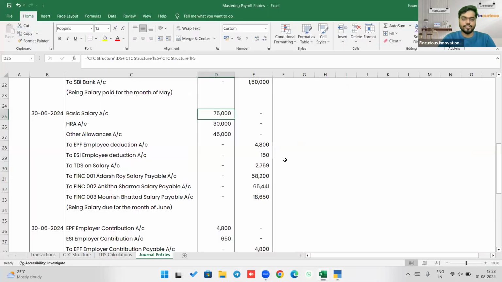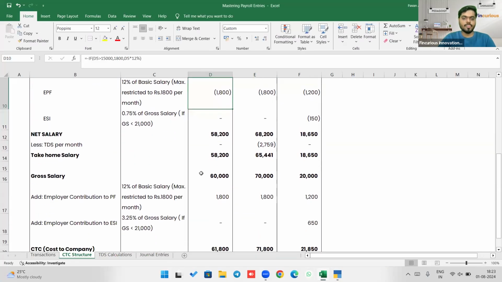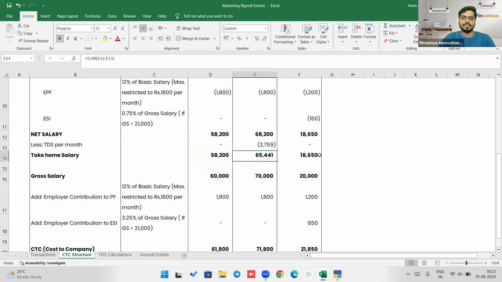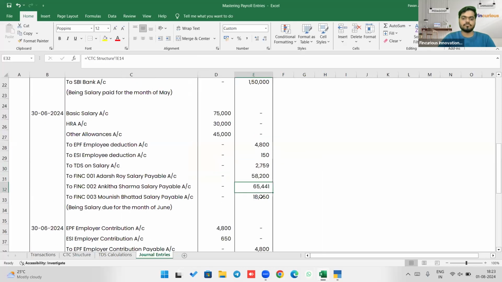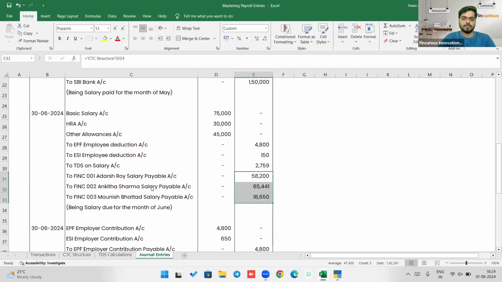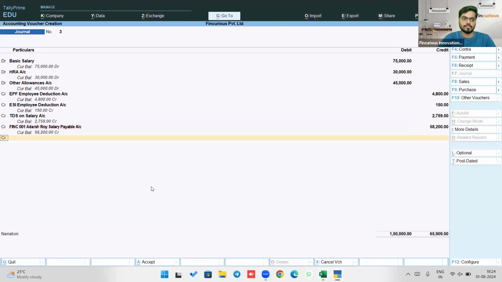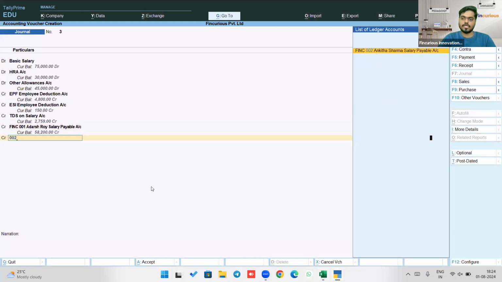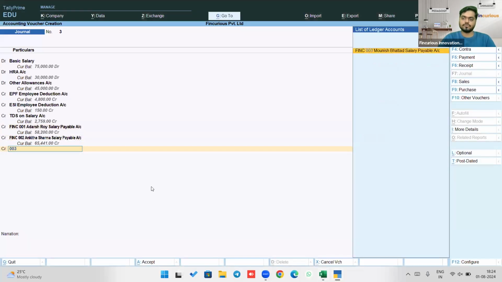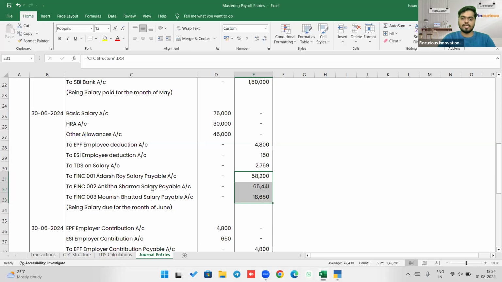So the balance amount we need to pay, right? How much? 58,200. If you come to the sheet, you can see take home salary 58,200, 65,441, and 18,650. This is the take home salary for these three employees. So salary payable, Adarsh Roy, it is 58,200. And then 002 Ankita Sharma, 65,441. And then 003 Maunish Bhattad, 18,650.